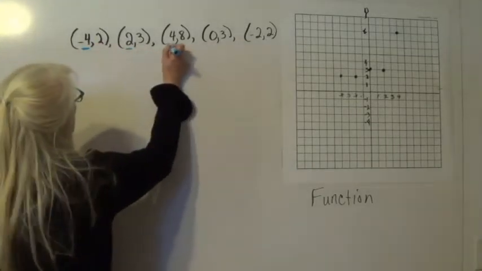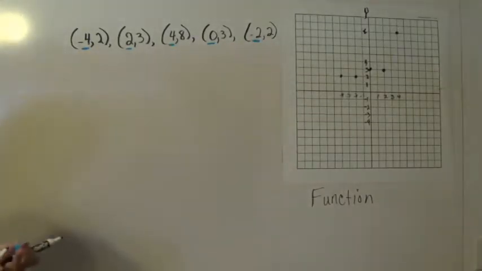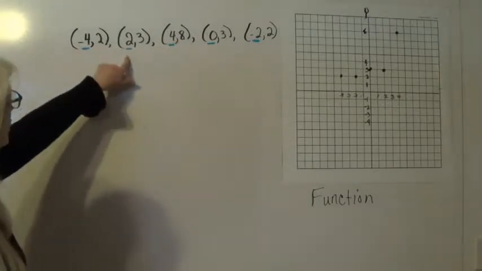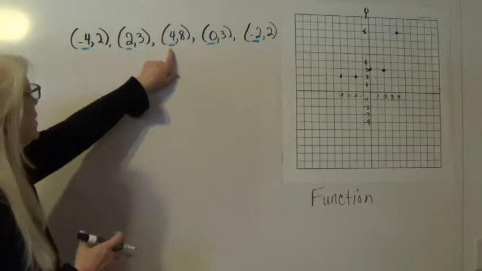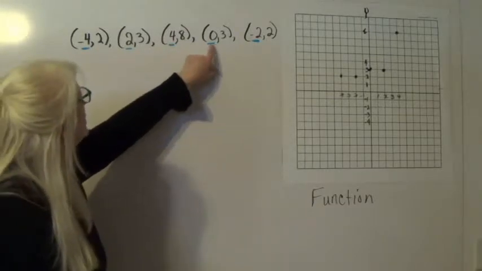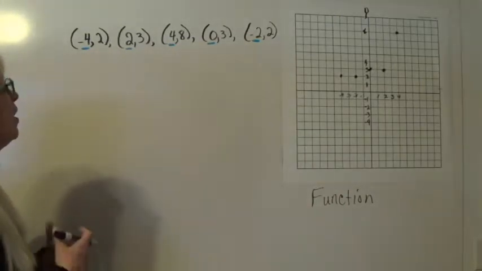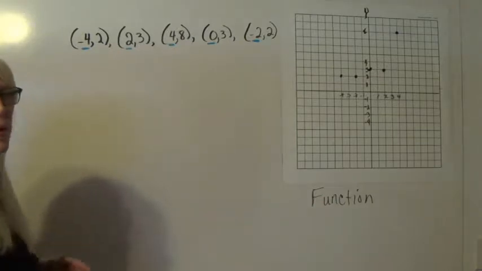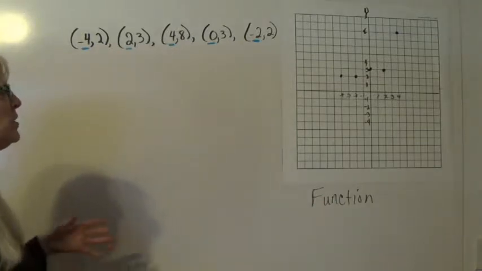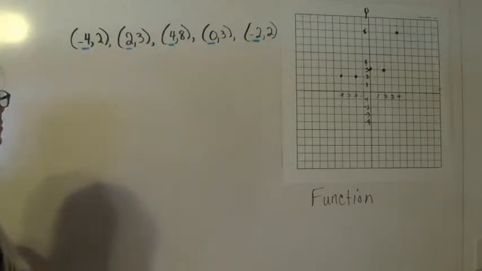I'm going to underline all my x values in my coordinates and just make sure that none of those numbers repeat. Well, I've got -4, 2, 4. I know I have a 4, but it's negative, so these are totally different numbers. They're opposites. And then I have 0 and -2. So all of these numbers are unique. And when all of them are unique and they don't repeat, you have what's called a function. It just means when you graph it, the points are not going to stack on top of each other vertically.